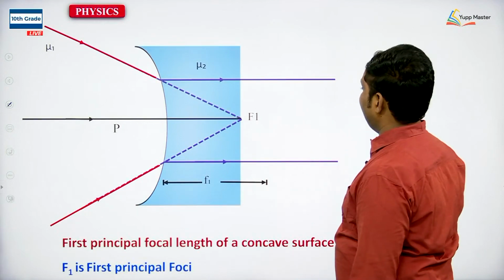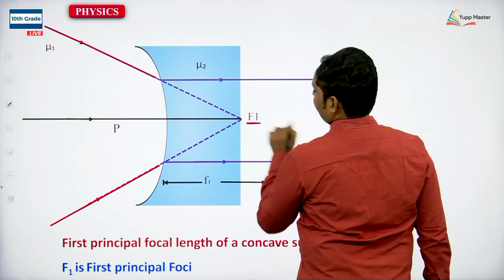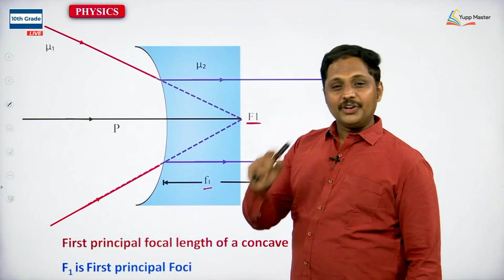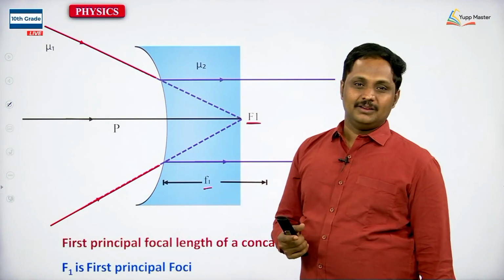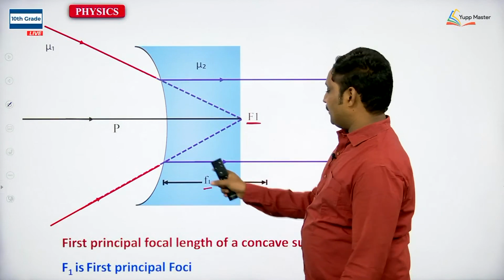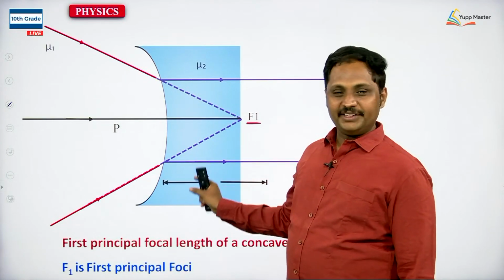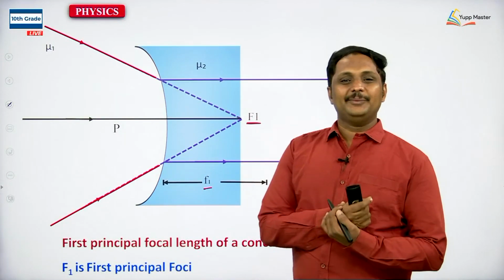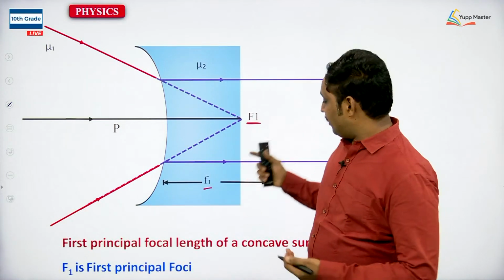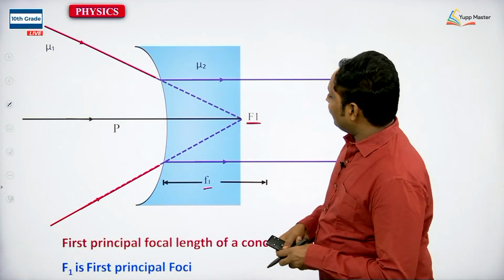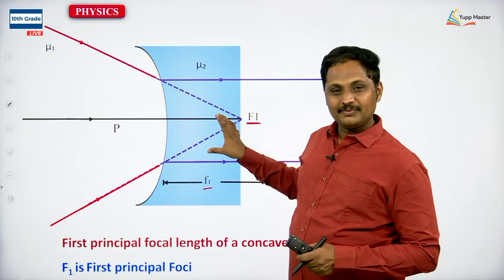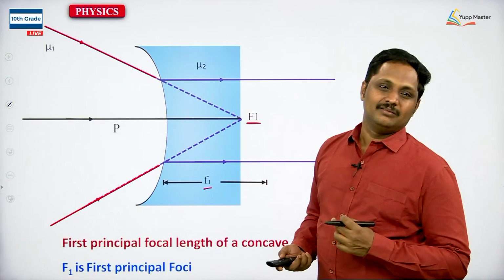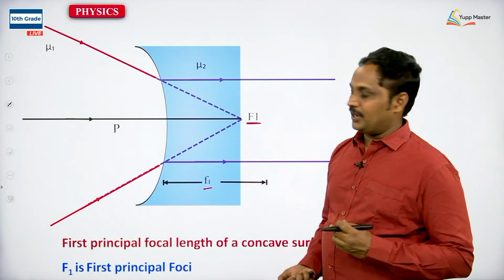This is very clear, right? We take capital F1 as the first principal focus and small f1 as the first principal focal length. So, it is going to be positive here. According to the sign convention, this is positive, very clear. But what do you take about this first principal focus? You have to consider that the light rays are going to meet at this point. Yes or no? They are about to meet at one point. That is the first principal focus.